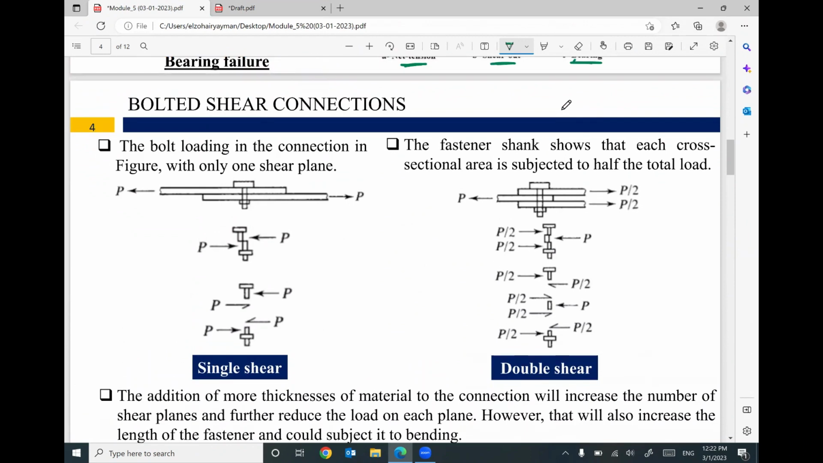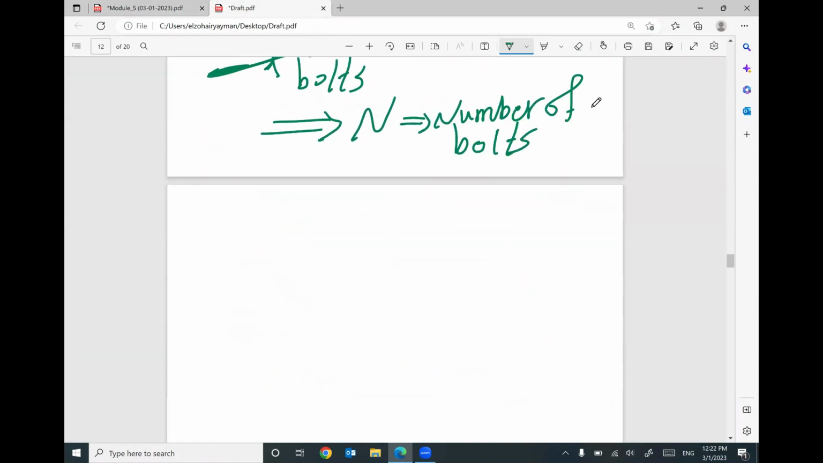One more thing. Sometimes your connection is called a single shear connection, or single shear bolt, or double shear connection. What do you mean by single and double? Let me explain it here.